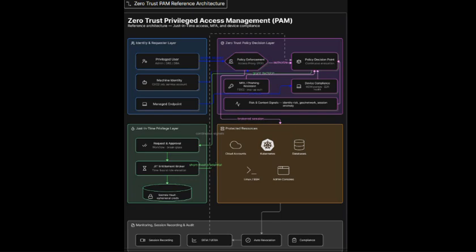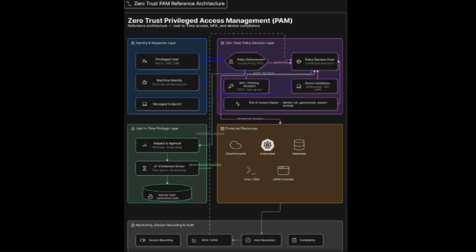Here, the policy decision point, or PDP, intercepts the request and evaluates dynamic signals. It forces a phishing-resistant MFA check while simultaneously querying device management software like Microsoft Intune or CrowdStrike to evaluate the endpoint's real-time risk state. Once identity and device state are validated, the workflow drops into the just-in-time privilege layer.